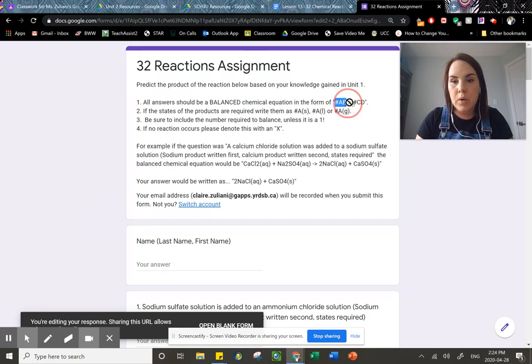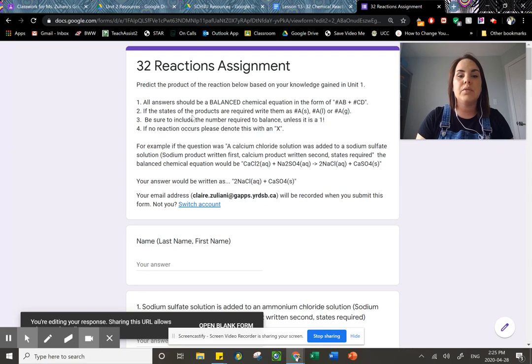Then there's going to be one space in between your formula and the plus, one space between the plus and your next number, and then the number directly with CD. This quiz is going to be marked, okay? And the easiest way for it to be marked and to make sure you don't lose any marks is if you're putting it in that correct format. So make sure it's number, no space, then your formula, space, plus, space, number, no space, and your formula. So make sure your balanced chemical equations are in that form.